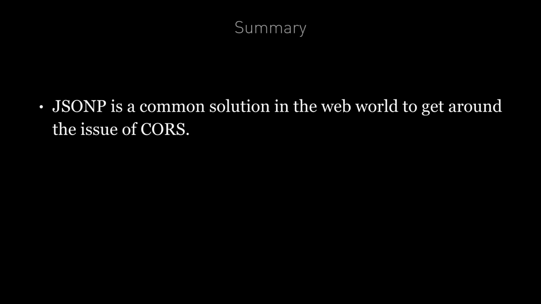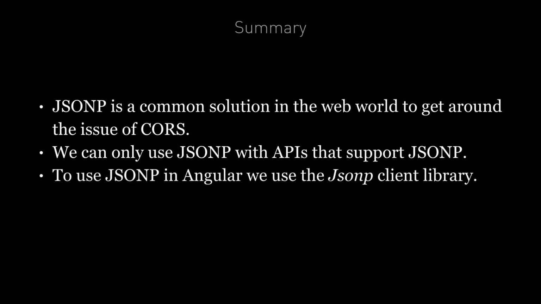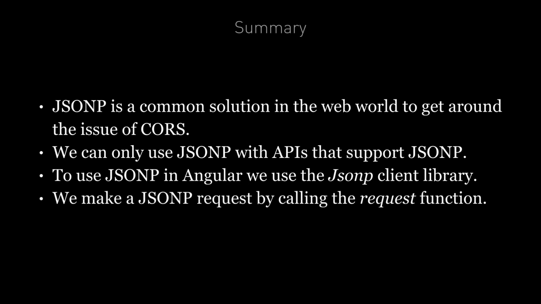So to summarize, JSONP is a common solution in the web world to get around the issue of CORS. We can only use JSONP with APIs that support JSONP. And to use JSONP in Angular, we use the Jsonp client library, which is configured by importing the JsonpModule and adding it to our NgModule imports. And we make a JSONP request by calling the request function. It still returns an observable, so for the rest of our application, the fact that we're using JSONP instead of HTTP should be invisible.